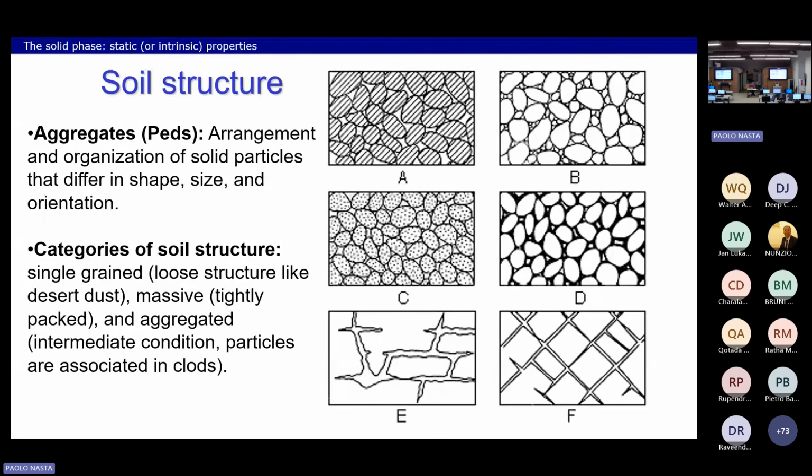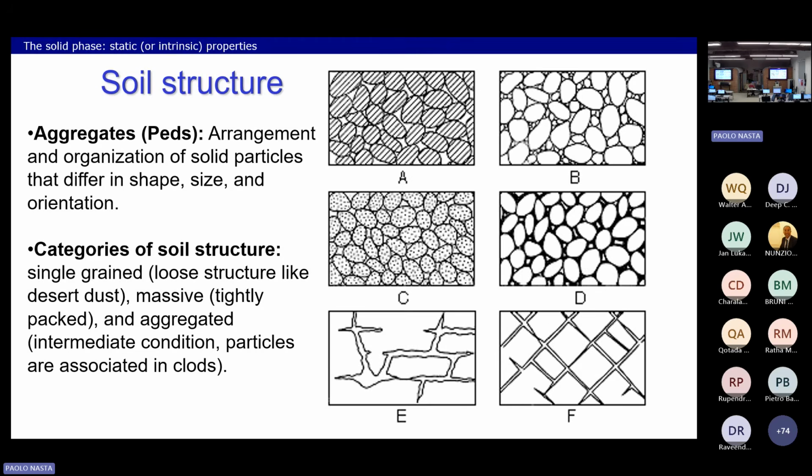As you can see, the single grain, typical of a loose soil like desert dust, or it can be massive, meaning tightly packed, or aggregated, which is an intermediate situation made up of particles organized in different clods. And so you can see different classifications. Of course, these kinds of pictures, which are old-fashioned as well, show an idea of the aggregation of solid particles. And so you can see six different situations where the water flow occurs.